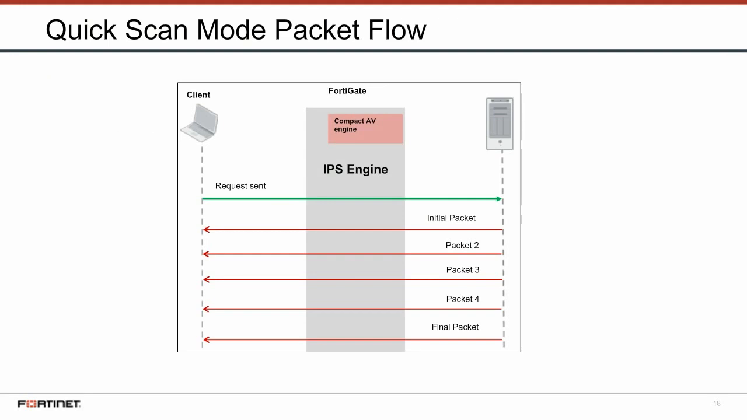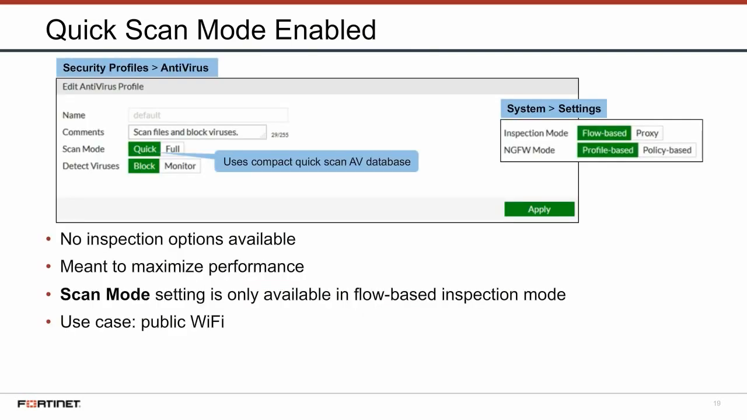The IPS engine examines the network traffic for viruses, worms, trojans, and malware without the need to buffer the file that is being checked. It provides better performance, but the detection rate is lower. This slide shows an example of the antivirus profile operating in flow-based inspection mode with the scan mode set to quick. A good use case example would be to apply quick mode scanning to public Wi-Fi. Note, all inspection options using FortiSandbox and mobile malware protection are not applicable in quick scan mode. It is also important to note that you must enable SSL/SSH deep inspection to scan encrypted traffic.